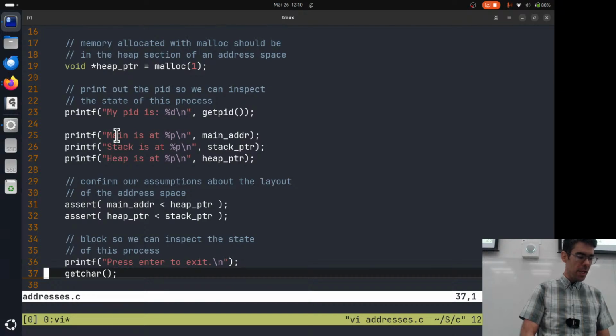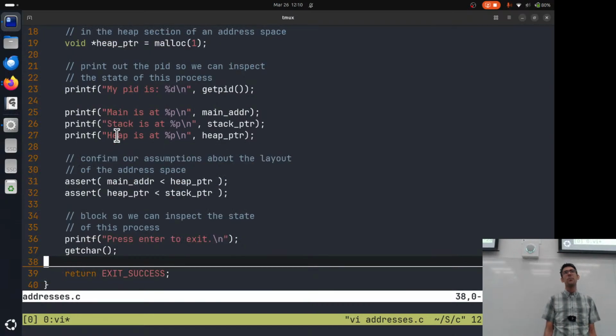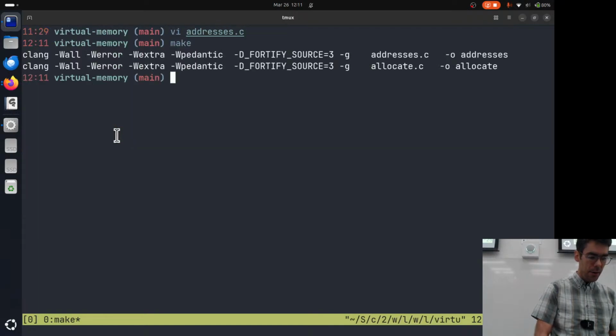The last thing that I'm doing here is just doing getchar. I'm just blocking this process so that we can start to inspect things about it using some other mechanisms. So I'm going to quit this, and I'm going to make it, and I'm going to run it.